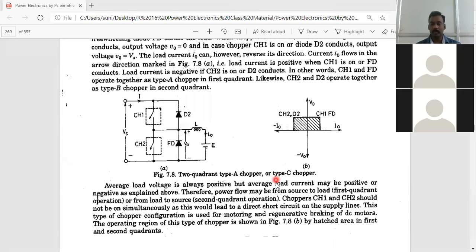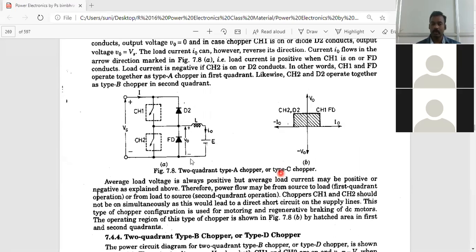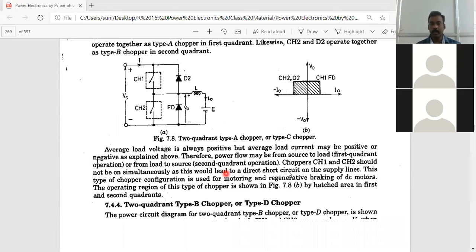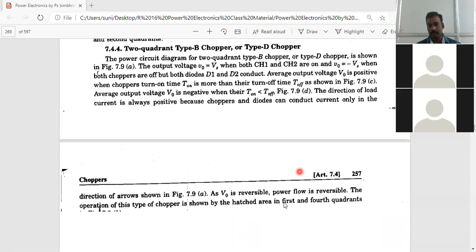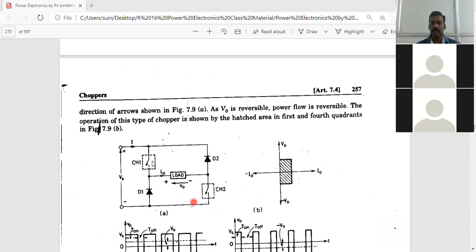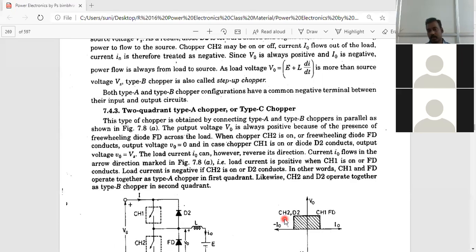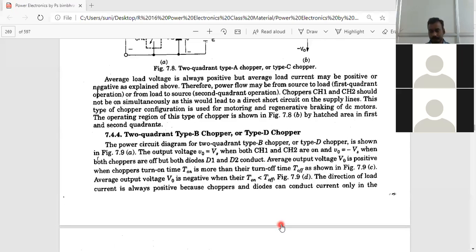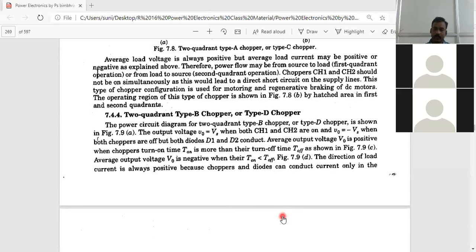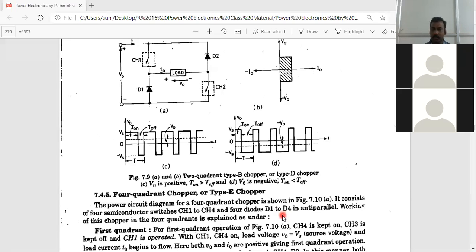Then moving to the other, this is going to be type C chopper and type D chopper. Both are two quadrant choppers. The only difference here is the switching position of the chopper circuits. The position of the chopper circuits is changed such that the operation prevails in quadrants 1 and 2 or 1 and 4, like that. So that is the two quadrant type B chopper, or two quadrant type A chopper. Both provide the operation in two quadrants.